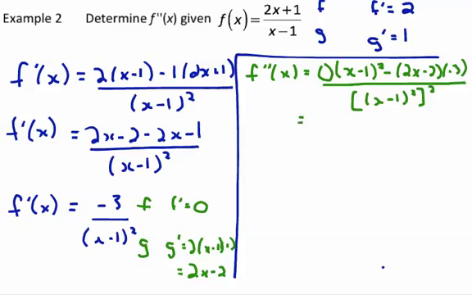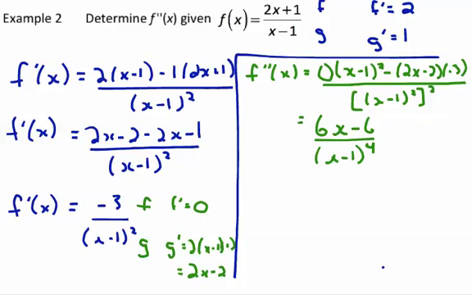Simplify that a bit. 0 times x minus 1 all squared is 0. So we have negative times 2x minus 2 times negative 3 works out to 6x minus 6. And on the bottom, we can combine those two exponents, have x minus 1 to the 4th.